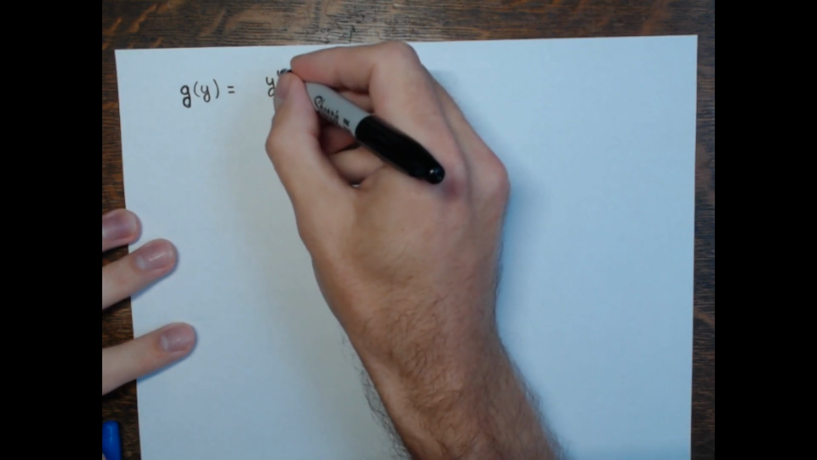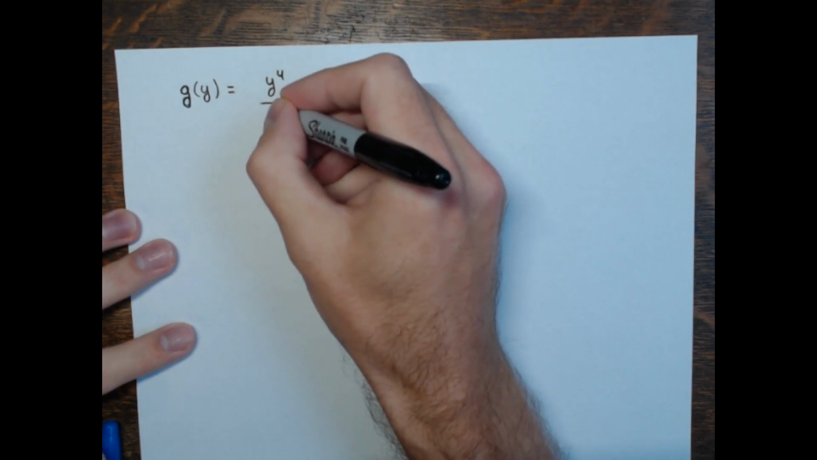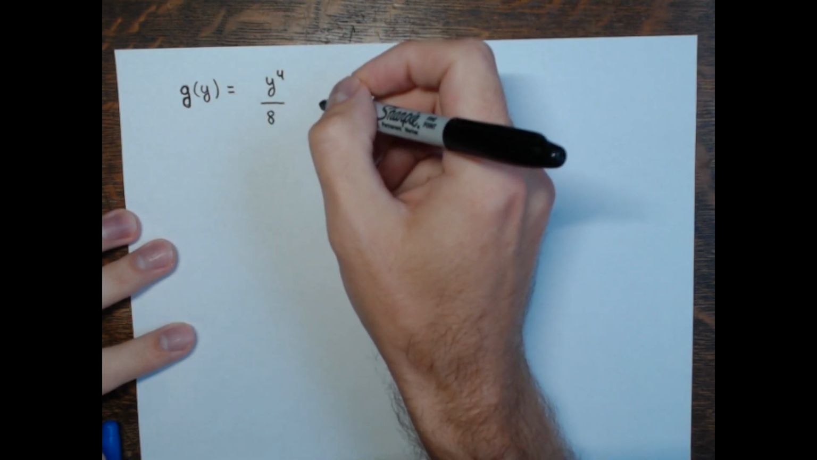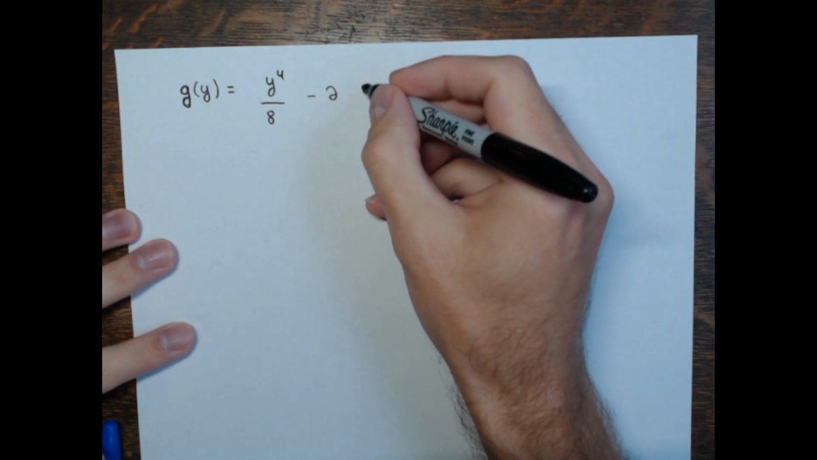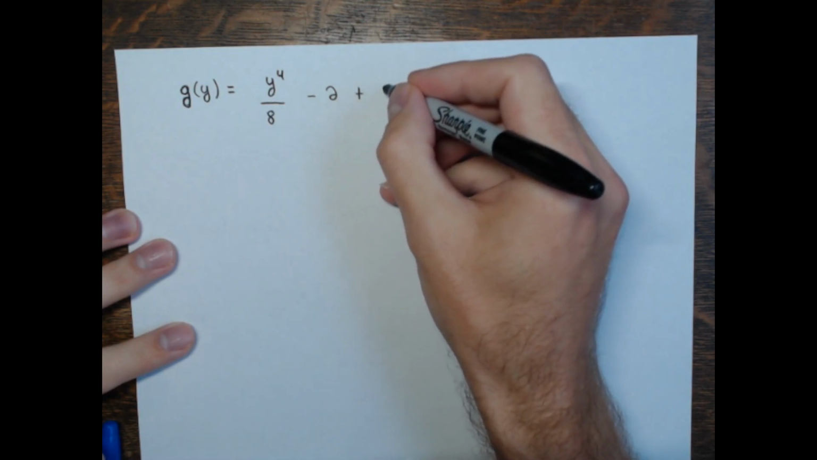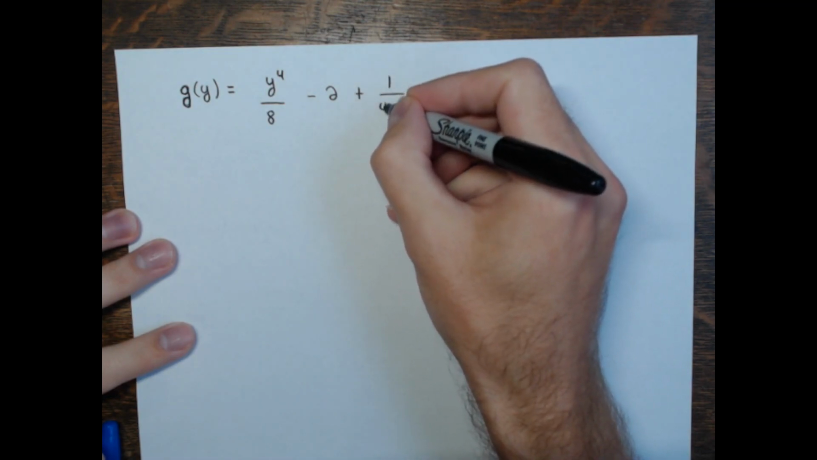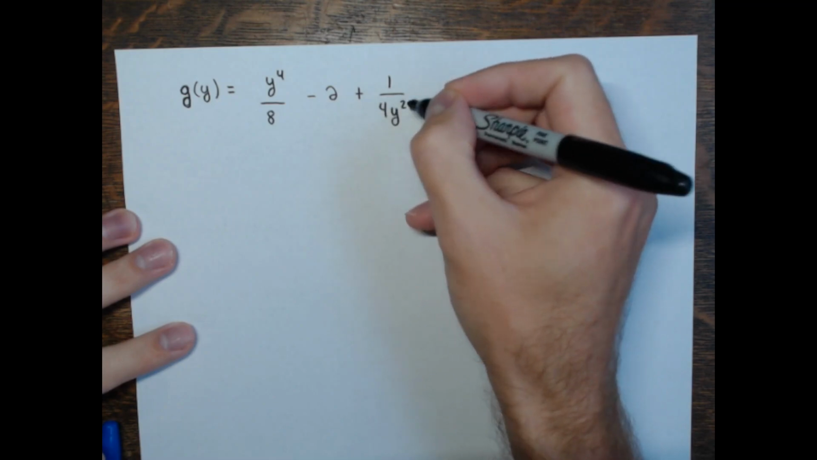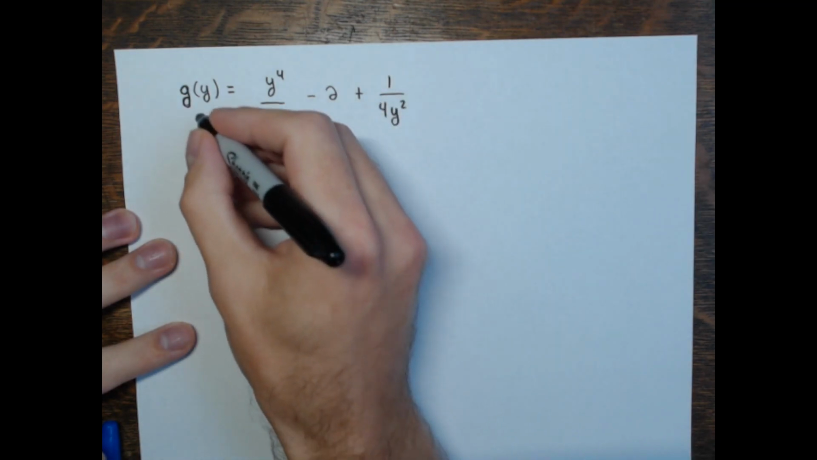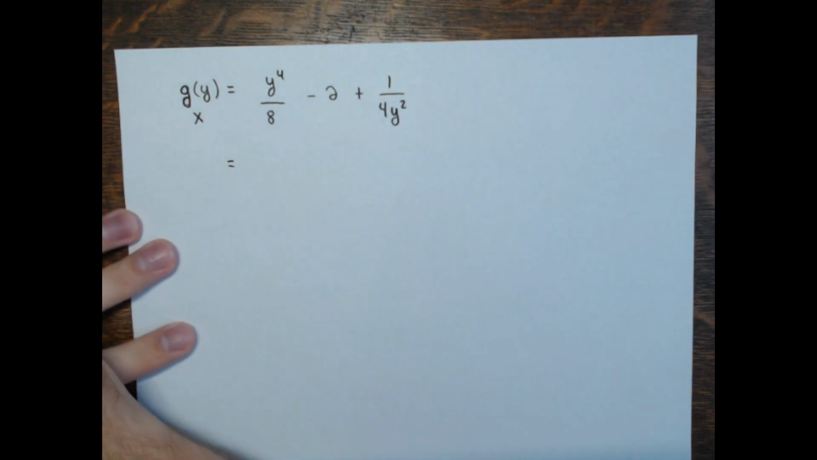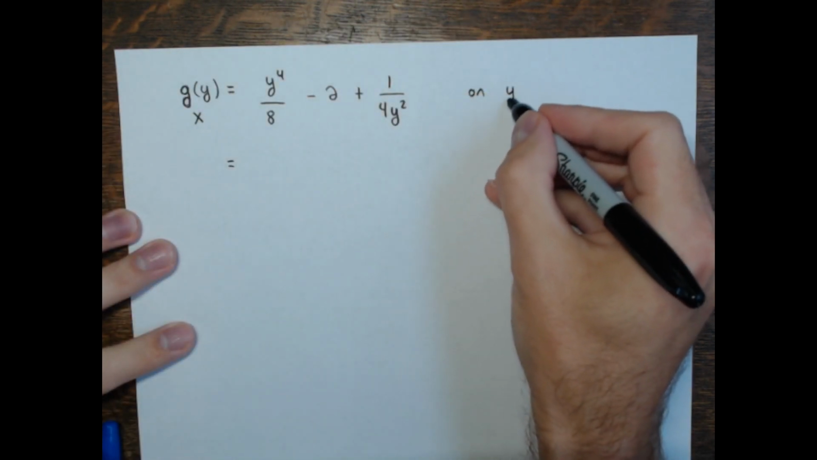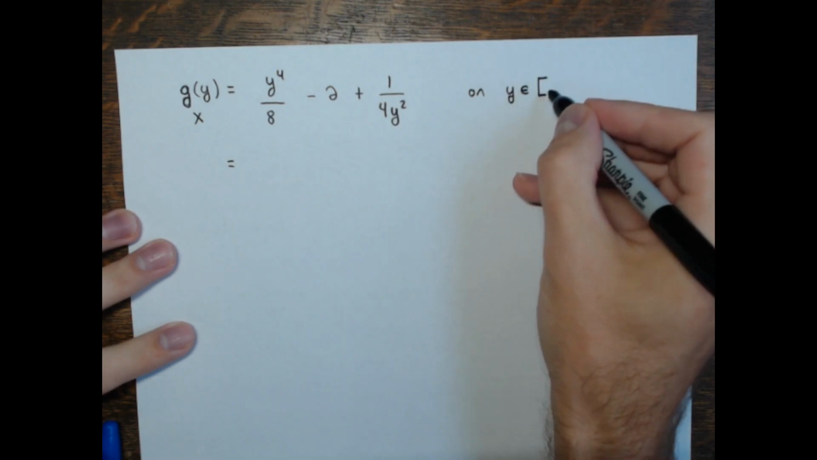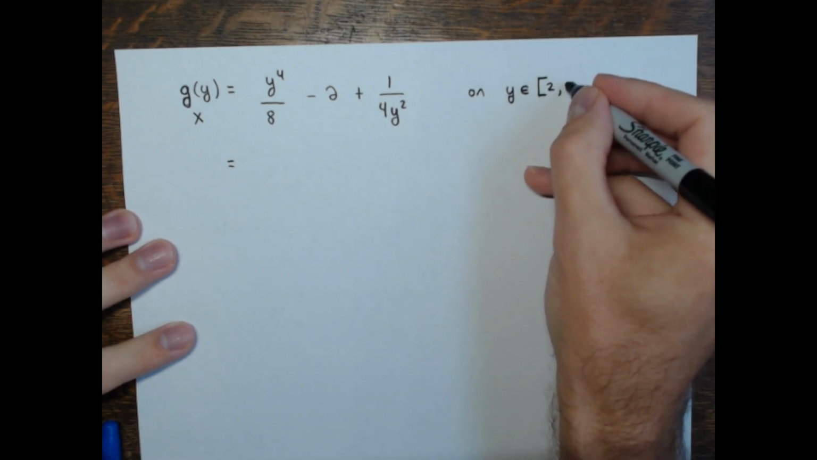We got y to the fourth divided by 8, which is the same thing as 1/8 times y to the fourth minus 2 plus, and then 1 over 4y squared. So again, just to make clear, this is x equals some function of y. And we're on the interval where y is going from 2 to 3.